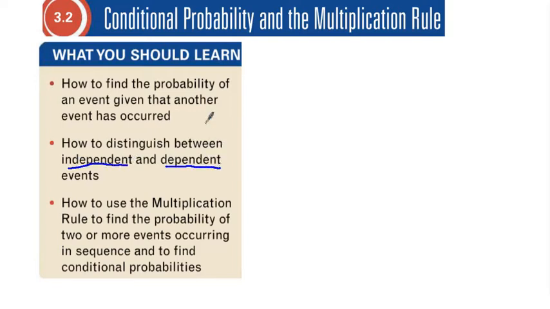Also want to talk about something called independent versus dependent events. Dependent events means two events where what happens depends on something else that happened. And then the last thing we'll talk about is something called the multiplication rule, how you can find probability of multiple events, two or more events.